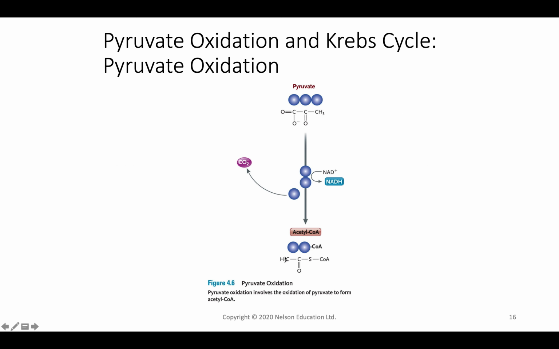Once acetyl-CoA is created, it's going to be the oxidation of pyruvate, and we're going to create 1 NADH here as well, and 1 carbon dioxide is going to come off. So we started off with a 3-carbon molecule. Now we end up with a 2-carbon molecule and 1 free carbon dioxide.